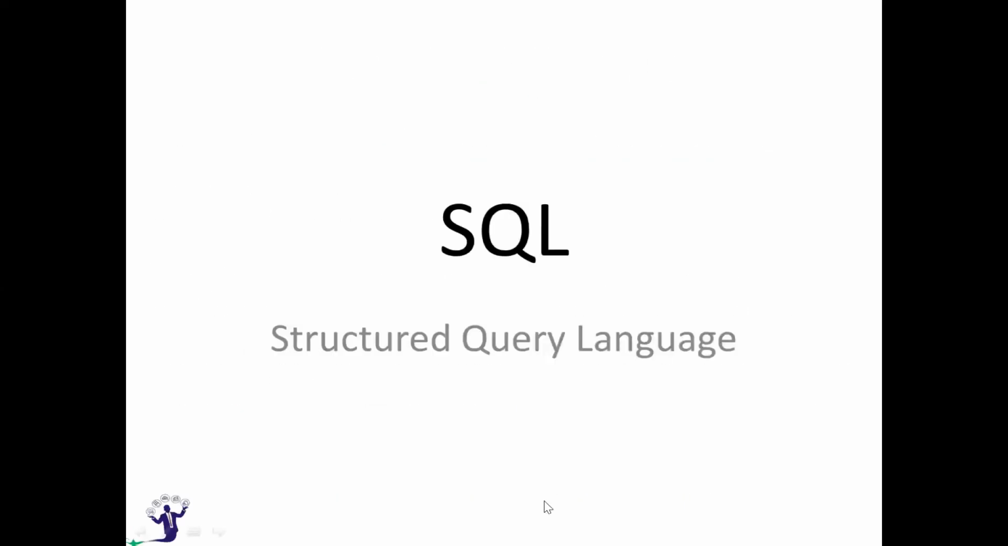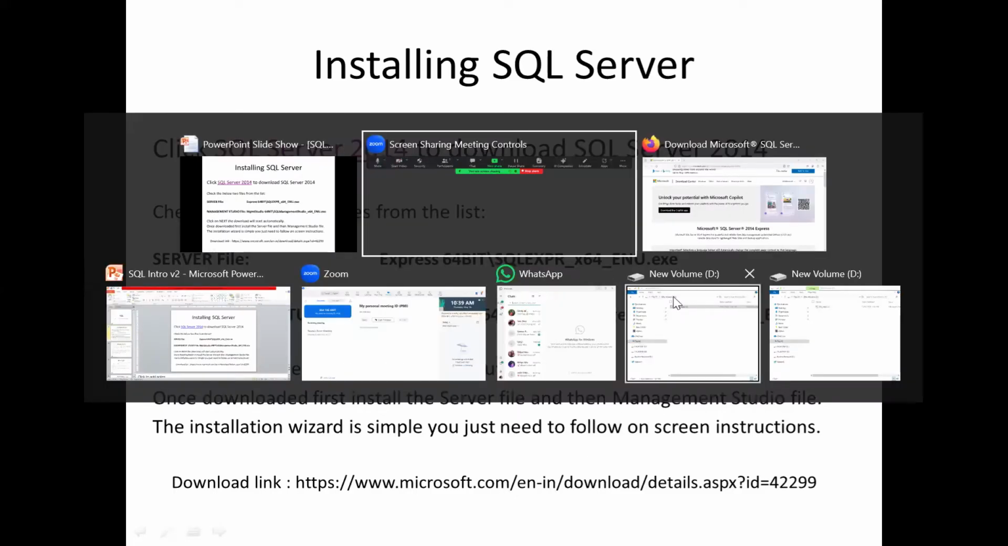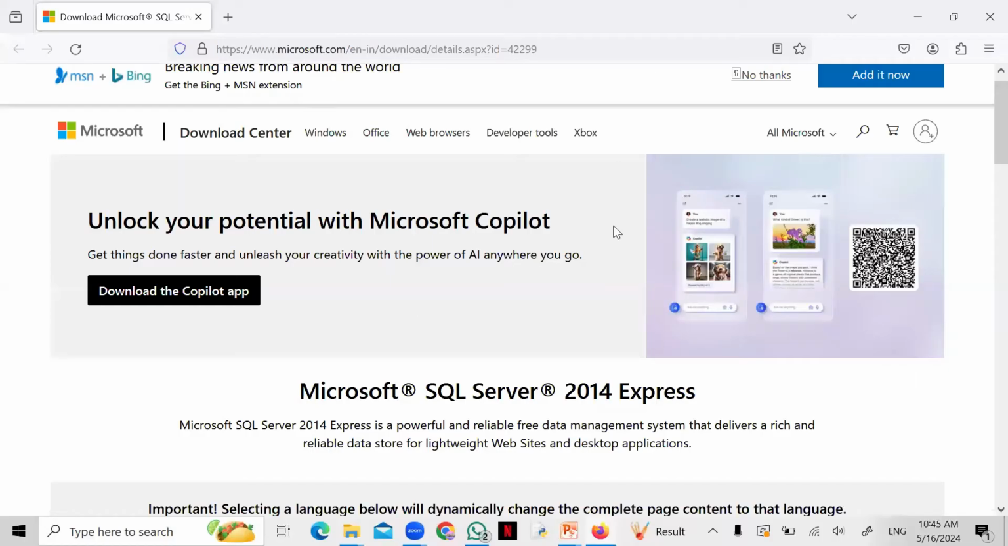So SQL Server, you know about SQL, which is a structured query language. So how we need to download and install it. Here on the slide, you can see I have given you the link. We are downloading SQL Server 2014, and these are the two files which need to be downloaded. We just need to click on the link. I clicked on the link and it will take us to the download page.